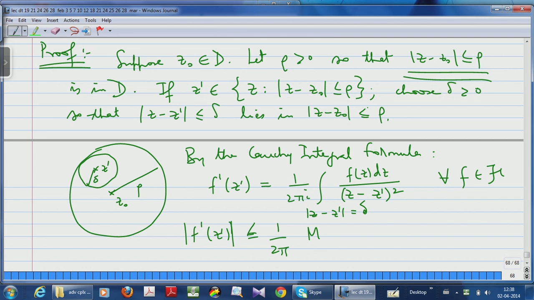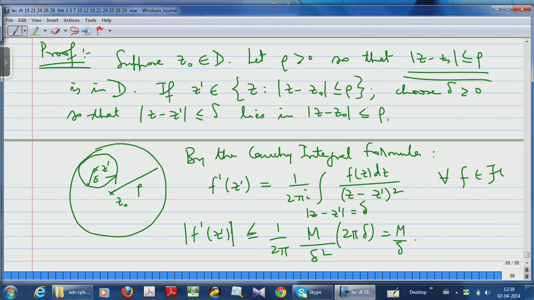And then for mod z minus z prime, the whole squared, mod z minus z prime is delta, because the variable of integration z lies on the region of integration, which in this case is this contour, which is positively oriented. This is the usual positive orientation. So this is m by delta squared. And I'm going to get the length of the contour, which is 2 pi delta. So basically I'm going to get m by delta.